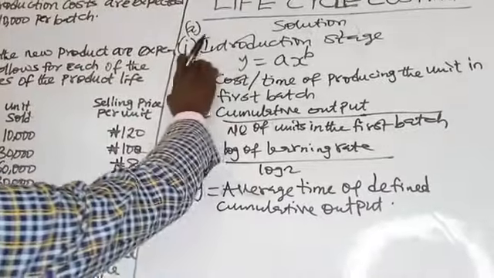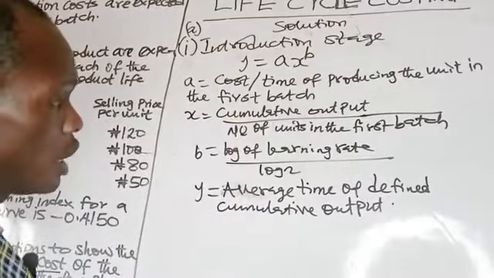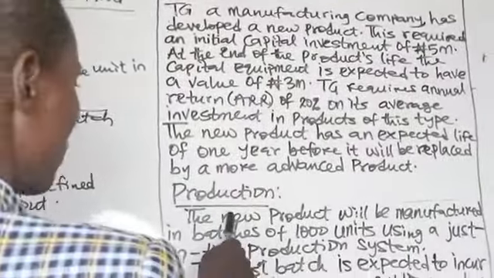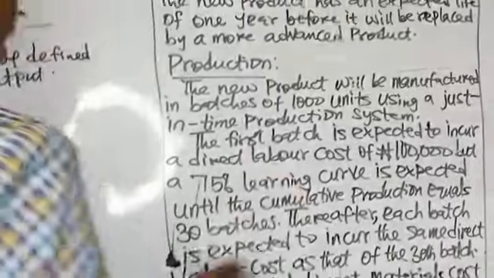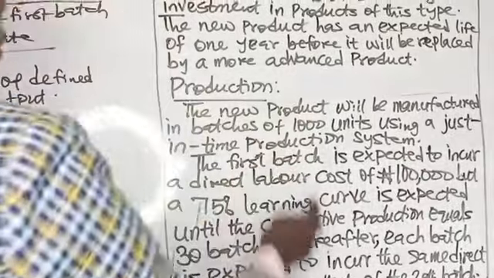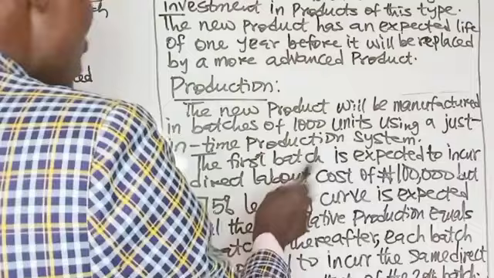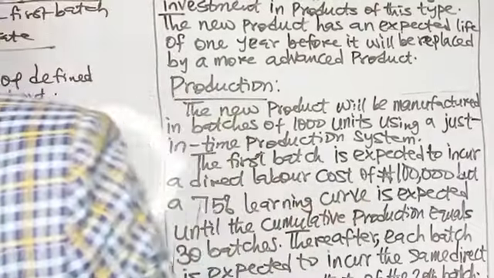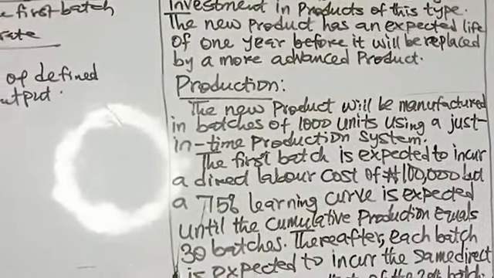Now, we want to calculate the direct labor cost incurred at the introduction stage. Now, go back to the question. At the introduction stage, the new product will be manufactured in batches of 1,000 units using a just-in-time production system. The first batch is expected to incur a direct labor cost of 100,000. That is the value of A. The value of A is 100,000.